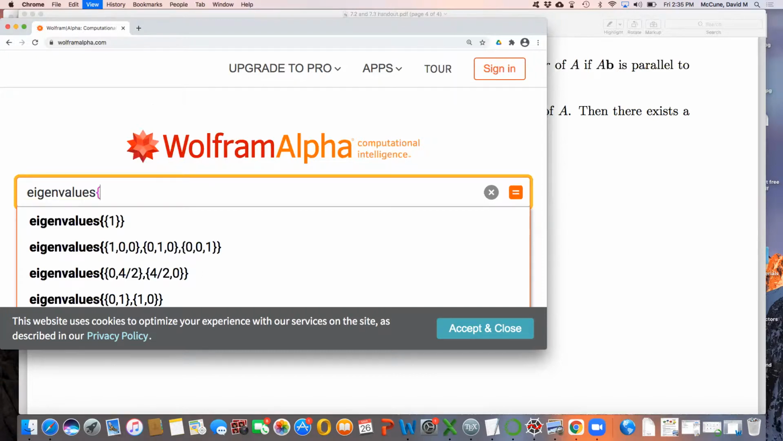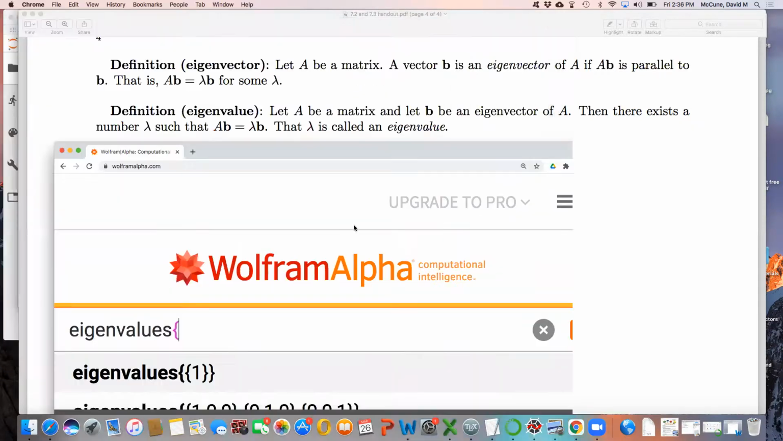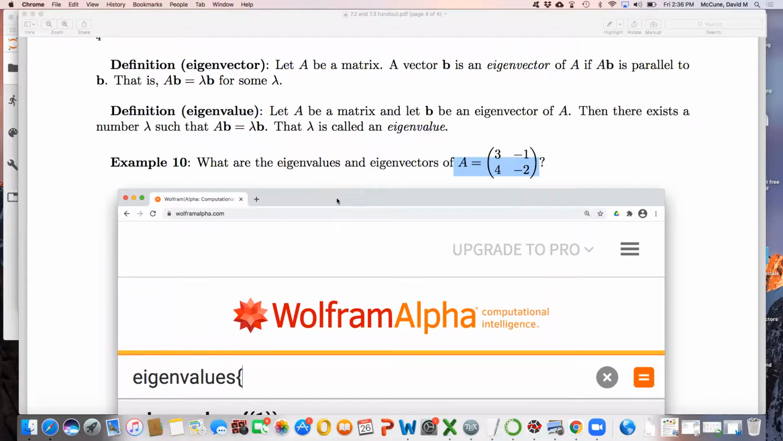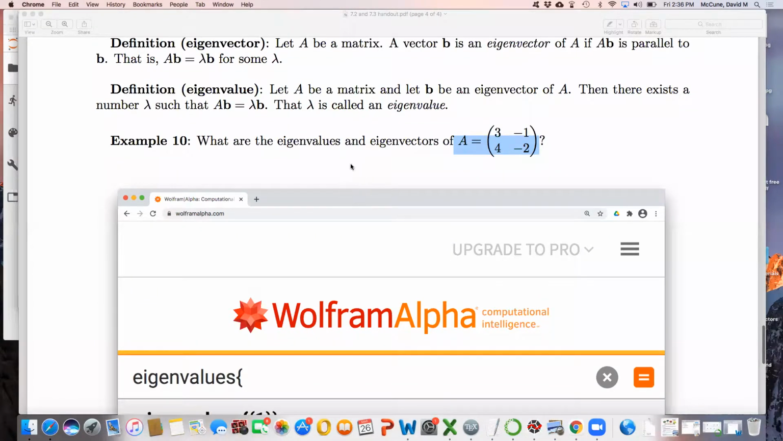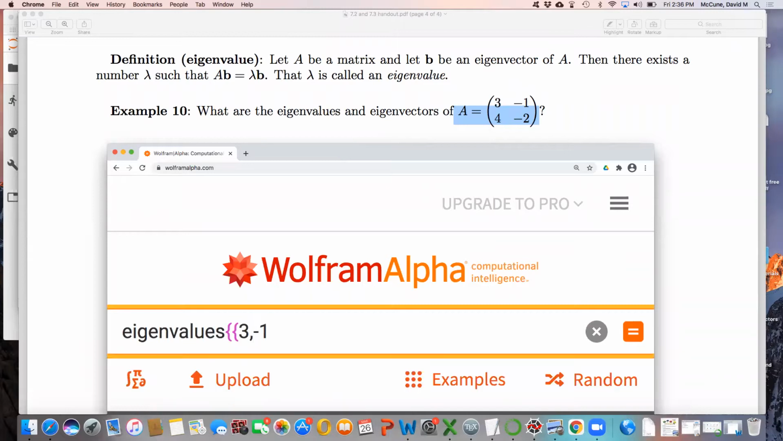So here's the syntax for the one on the handout. Eigenvalues. So I'm going to handle the first row like this, 3, -1. Close that brace because the first row is done. Comma, because I'm moving on to the next row, 4, -2. And again, if you forget the syntax, Wolfram is going to try to autofill it for you beneath, so you can see the syntax if you want.